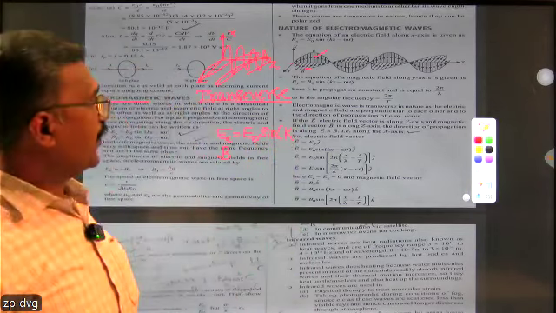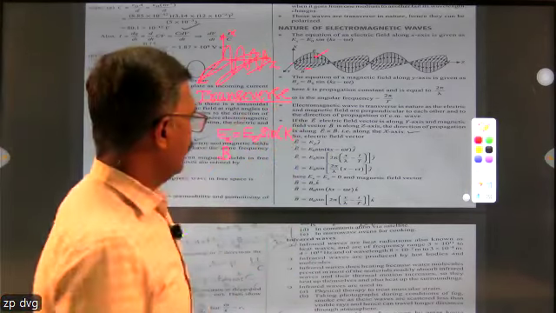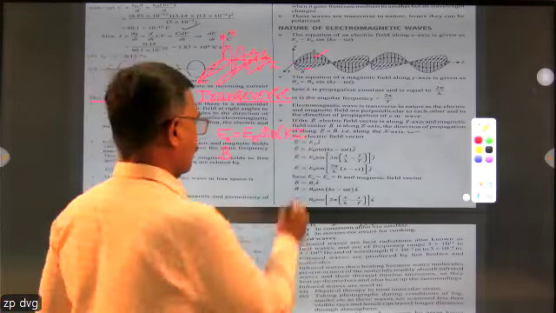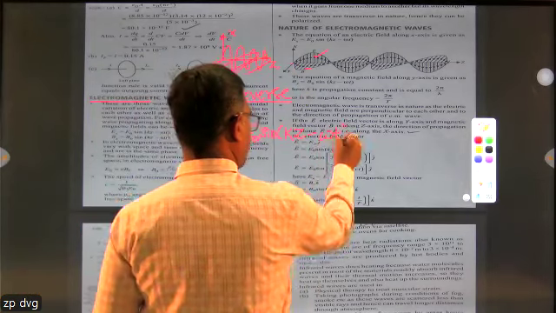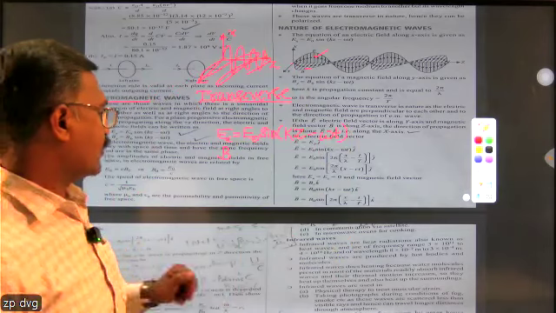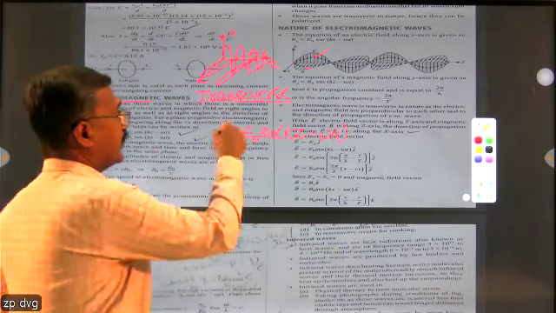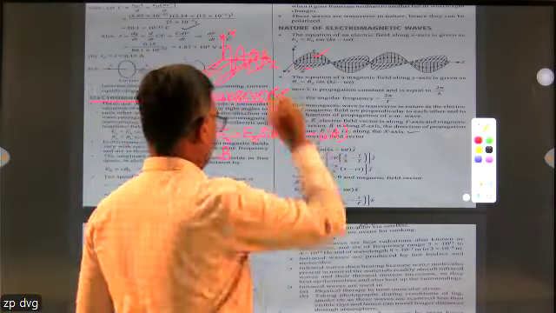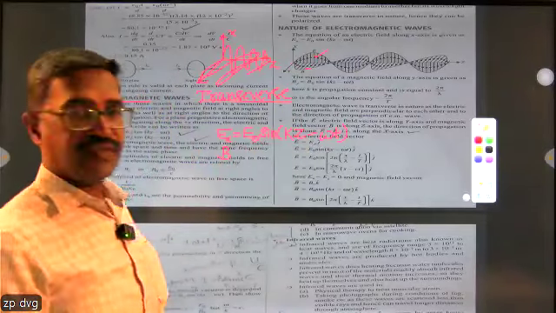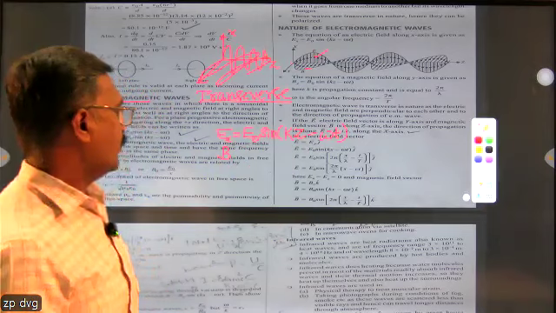In which direction is it propagating? Since it is propagating along the z direction, we should write it as kz minus omega t. So this is how we can represent the electric component of the electromagnetic wave, in which the electric component is vibrating along the x direction. So Ex is equal to E naught sine of kz minus omega t. Here k is called the propagation constant or wave number.